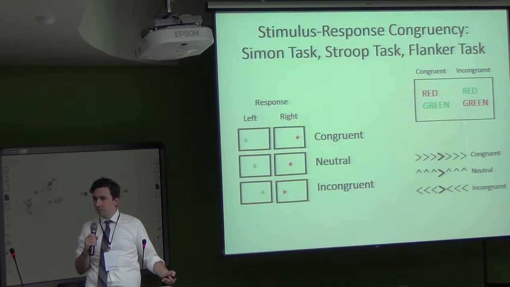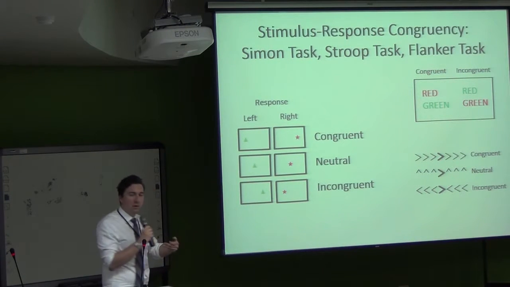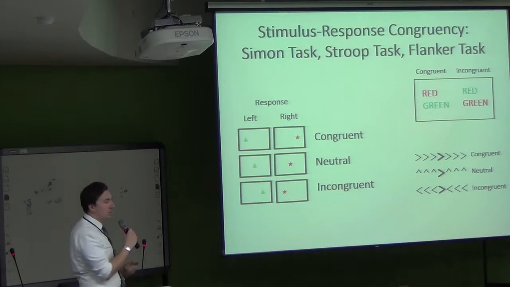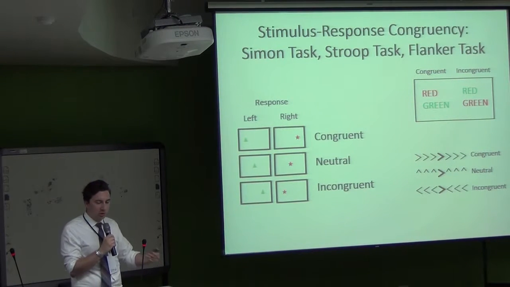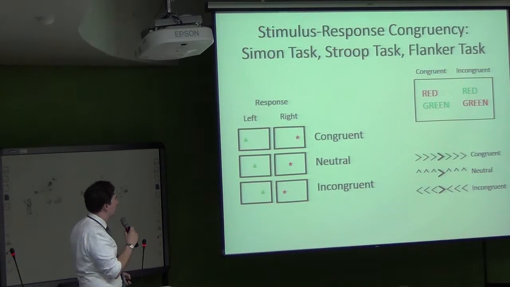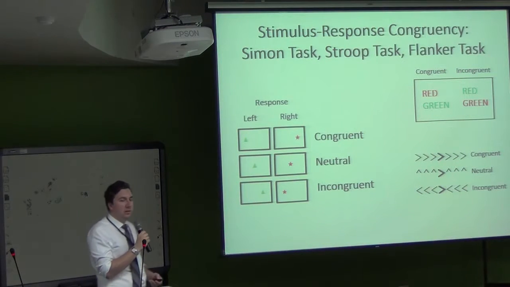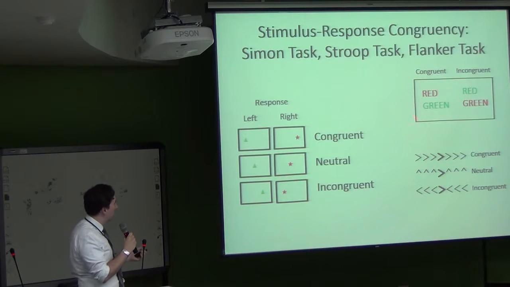Here's another type of situation where conflict has been studied in the literature. These are another basic psychological tasks, three tasks actually, which have to do with stimulus-response congruency. So the extent to which the response you have to make is congruent with the information in the stimulus. One famous example of this is the Stroop task, where you have to name the color of the word but ignore the actual word itself.